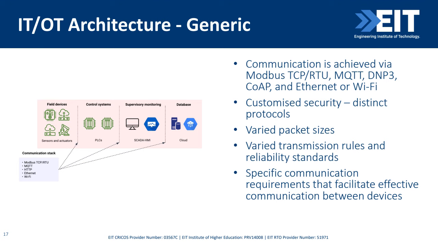The protocols that are operating here: Modbus, which is built upon the TCP standard, a telemetry protocol, which is MQTT, HTTP from the internet. At the physical layer, it's either Wi-Fi or Ethernet. So you see, there is a big variation in the protocols at each of those stages. Communication is achieved through one of these protocols. Security has to be customized because each protocol is different. Each language is different. Packet sizes are not static. And there are varied transmission rules and reliability.